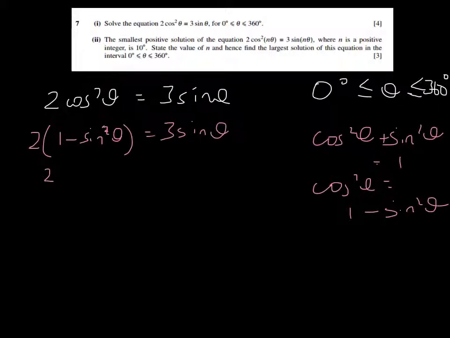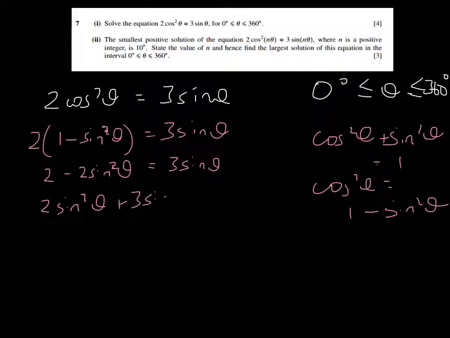So if I expand that out, I get 2 minus 2 sine squared theta equals 3 sine theta. And if I rearrange this all to the right-hand side, I get 2 sine squared theta plus 3 sine theta minus 2 equals 0. So what I've got is a quadratic in terms of sine. So I can still factorise it like I would normally with a quadratic. What you can imagine is that that's like a big x squared and that's like a big x.